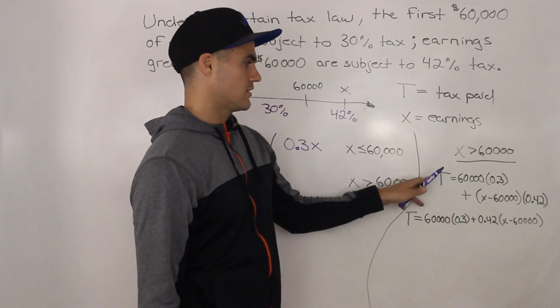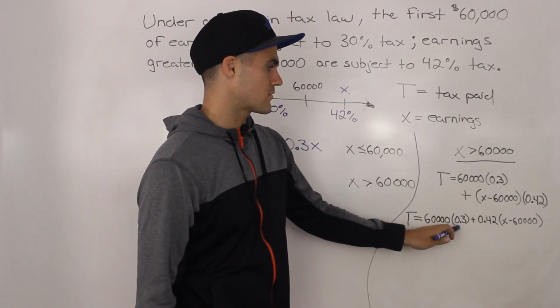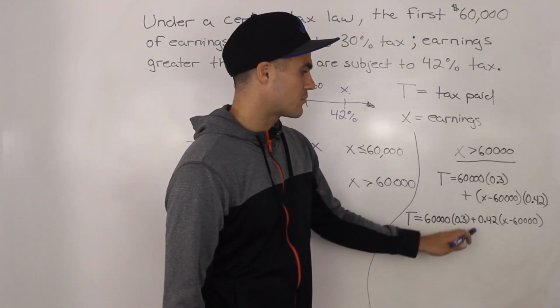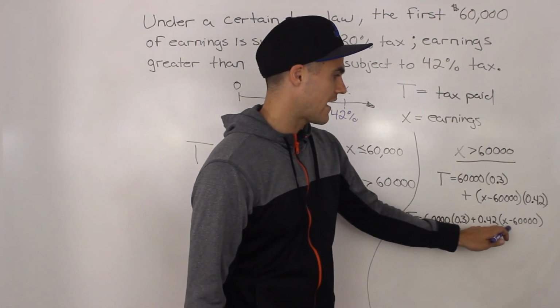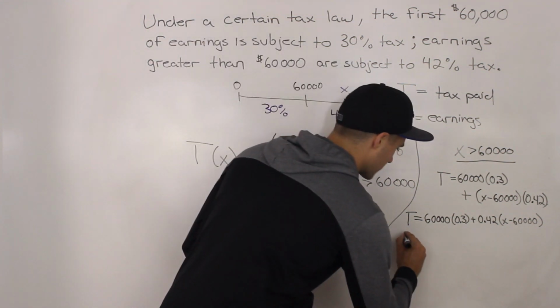So now we have this expression: 60,000 times 0.3 plus (x minus 60,000) in brackets times 0.42. So I took this expression and rewrote it in one line. I got 60,000 times 0.3 plus I brought this 0.42 over in front of the bracket, 0.42 in front of x minus 60,000. So let's simplify this a little more.